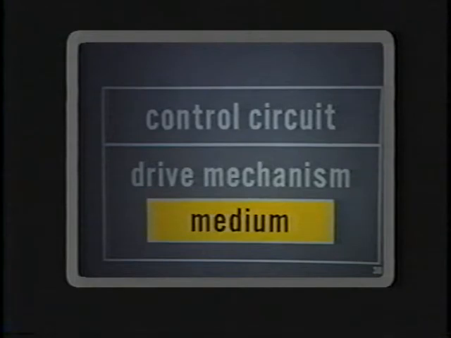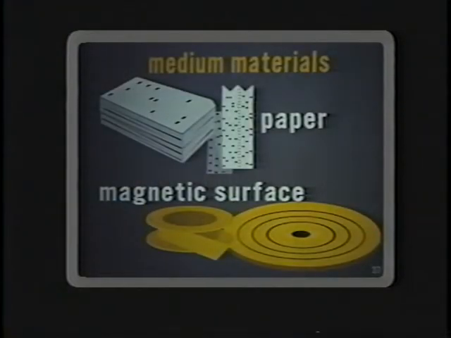Offline storage devices differ primarily in the media that they use to hold the information. There are two basic materials that are used to hold information offline: paper and magnetic surfaces.